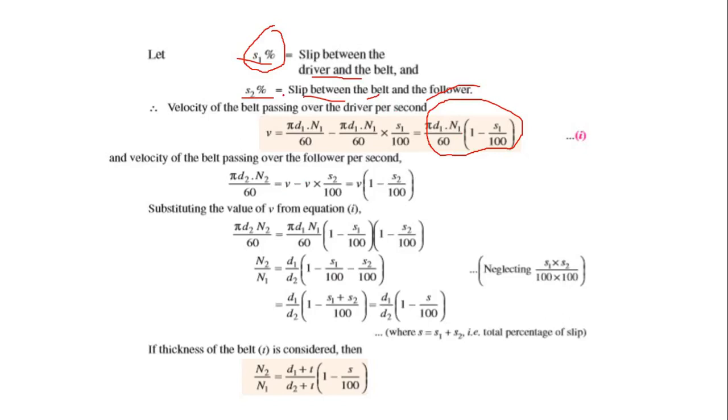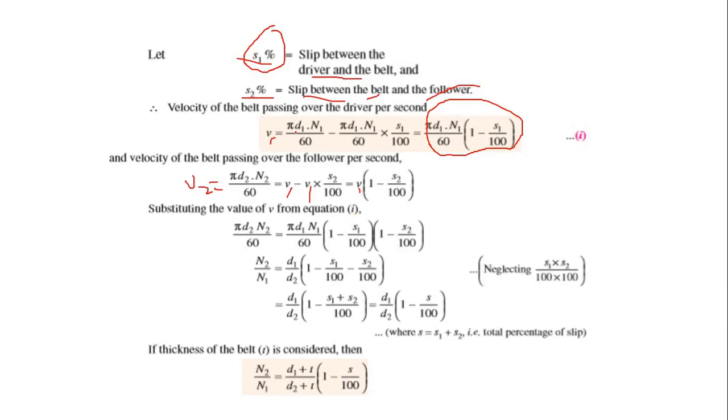That is called the S2 percent. So the net velocity can be written V minus V into S2 by 100. Here we can say this is suppose V1 and this is V2. Suppose V2 is equal to pi d2 n2 by 60. This is equal to V1 minus V1 into S2 by 100. And taking V1 as common, you can write the equation V1 into 1 minus S2 by 100.